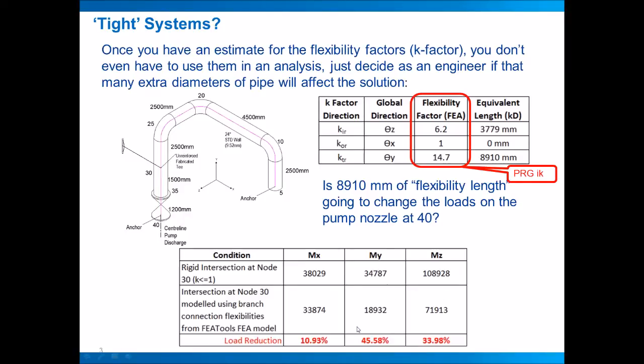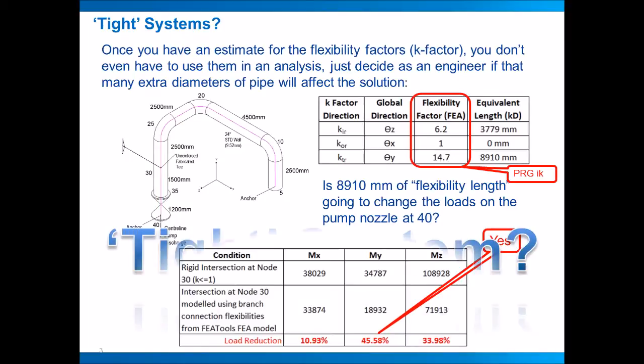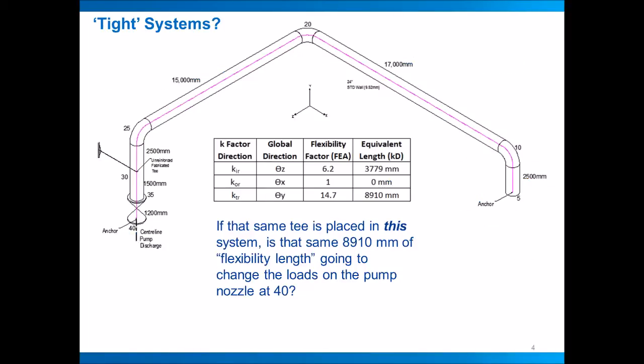The Y moment, for example, reduces by over 45%. So yes, that 9 meters of flexibility length, as we call it, does have an effect, because 9 meters is fairly significant compared to the overall. We've only got 13 or so meters of pipe anyway. And this is what we would class as a tight system.